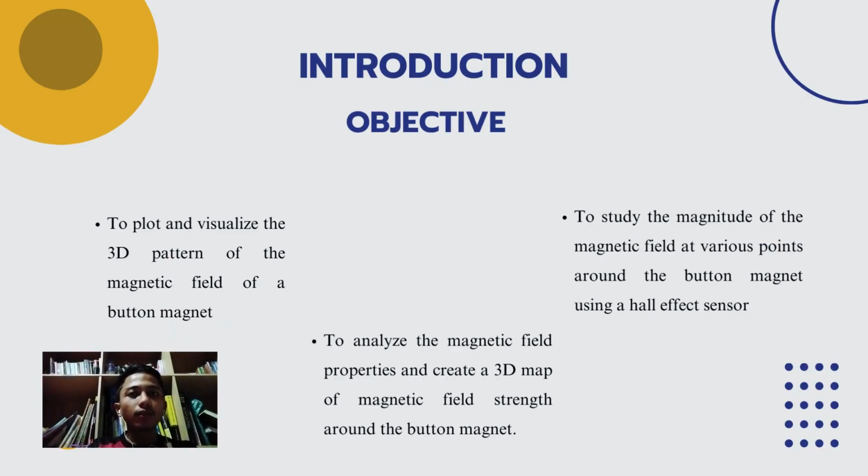The objective of this experiment is to plot and visualize the 3D pattern of the magnetic field of a button magnet. The second objective is to analyze the magnetic field properties and create a 3D map of magnetic field strength around the button magnet. The last objective is to study the magnitude of the magnetic field at various points around the button magnet using a Hall effect sensor.